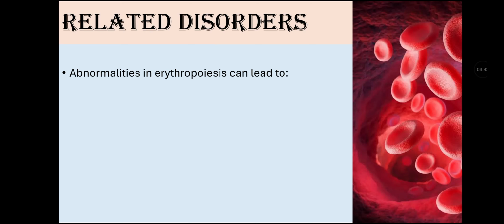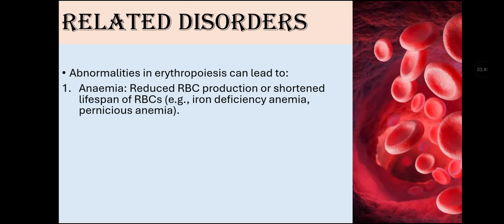Now let's talk about what are the related disorders to erythropoiesis. These are abnormalities in erythropoiesis that can lead to anemia, that is basically reduced RBC production or shortened lifespan of RBCs. Examples of anemia may be iron deficiency anemia or pernicious anemia.